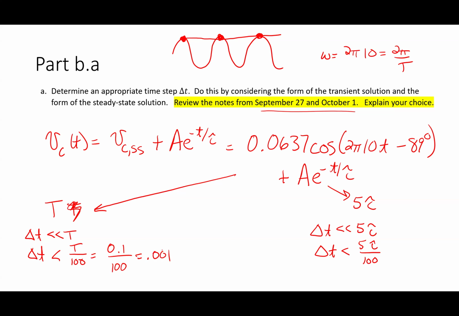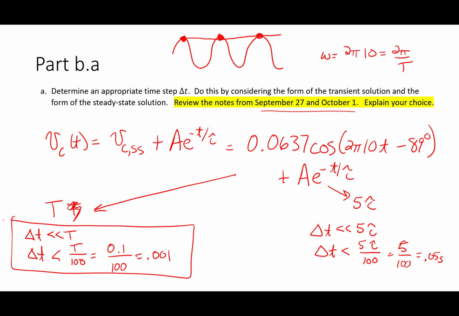And then this one over here, if I plug in the numbers, my tau is 1 second. So this becomes 5 over 100, or 0.05 seconds. All right, so which one's smaller? 0.001 or 0.05? 0.001. So this is my choice. That's our choice.